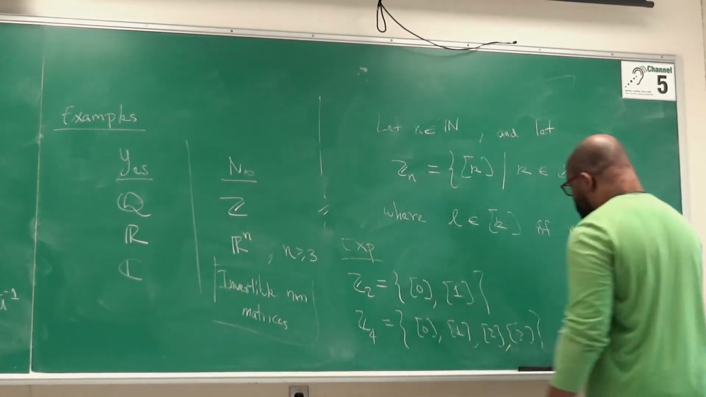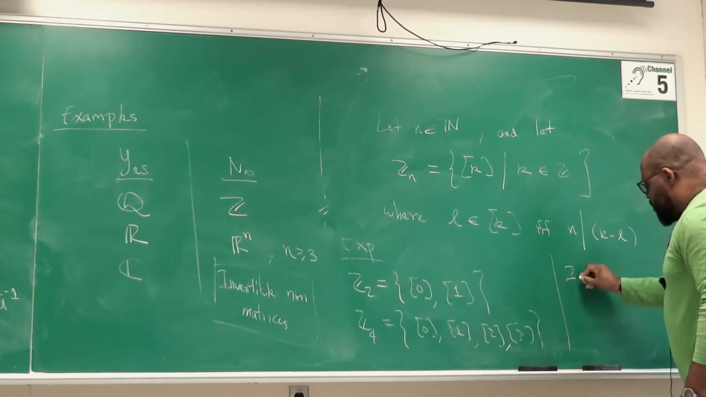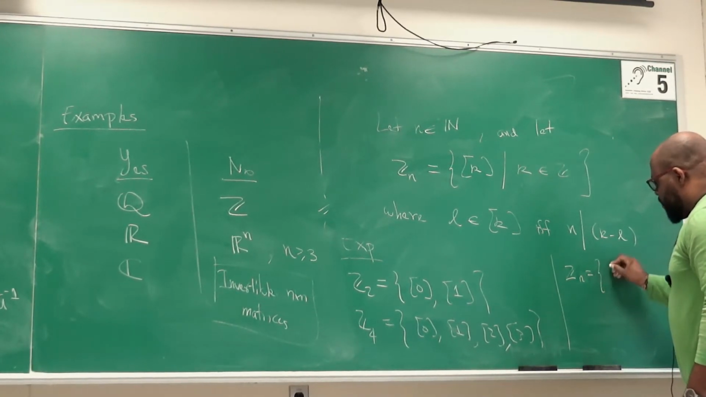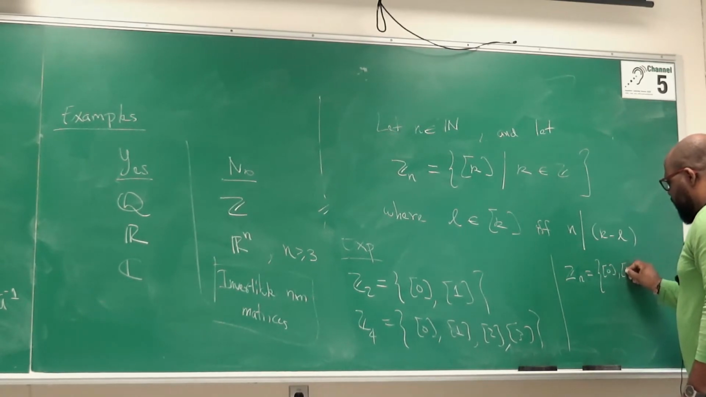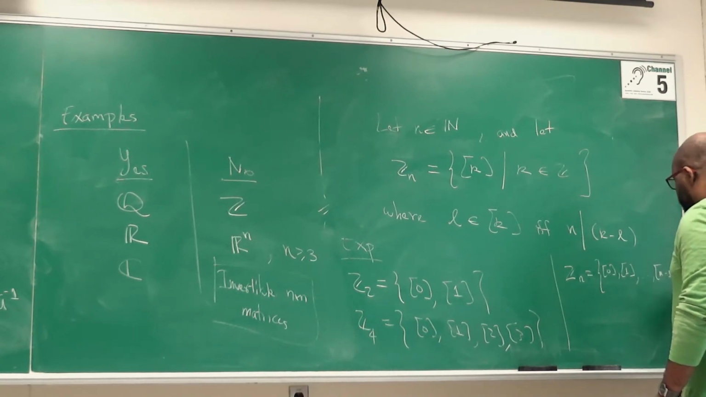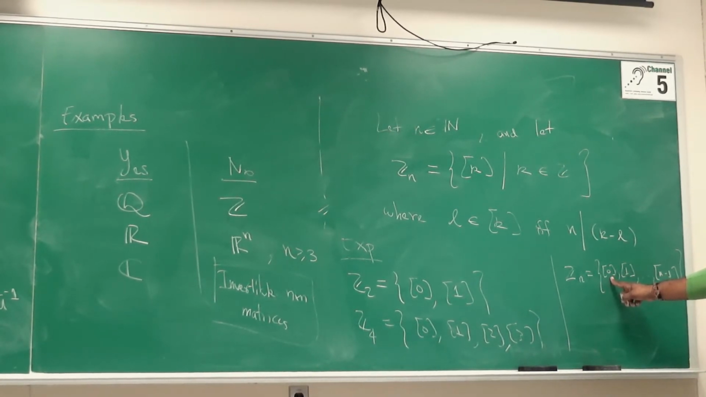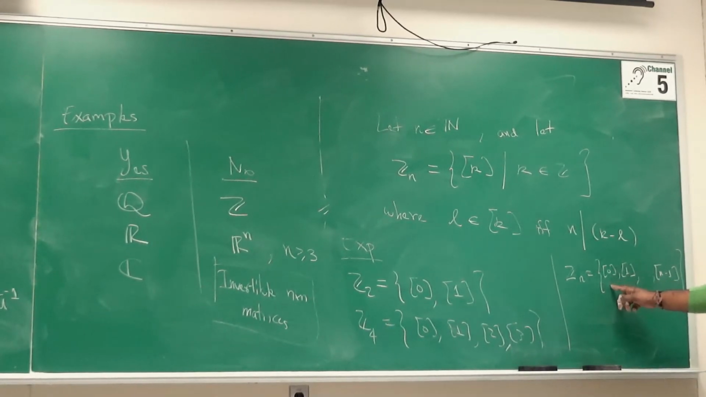So in general, Zn is going to be the class of 0, the class of 1, and all the way up to the class of n minus 1. That's how modulos work. Because now when you get to n, that is the same as 0, because n minus 0 is divisible by n.